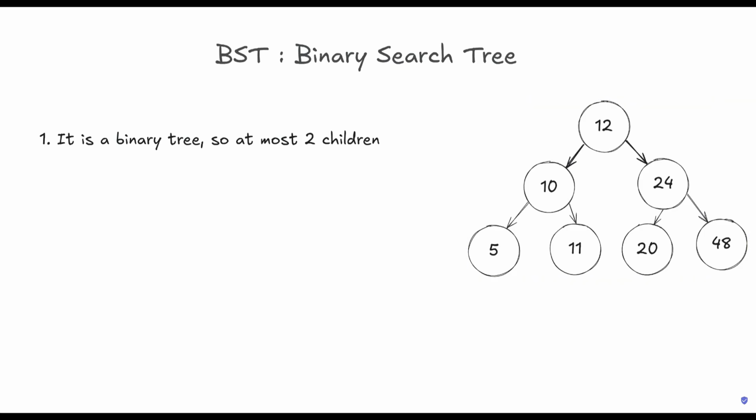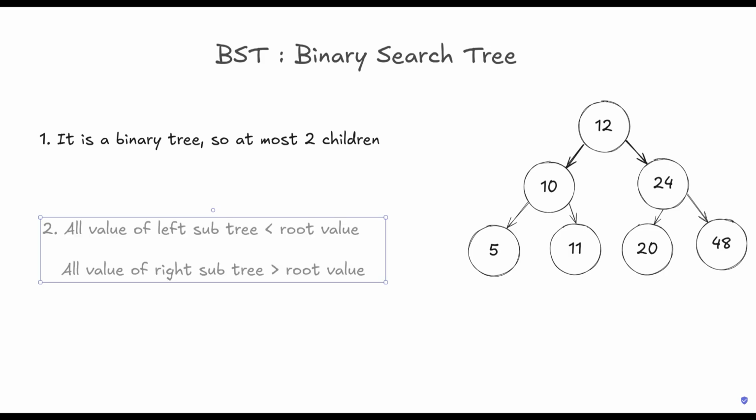We can find that all the values of the left subtree are always smaller than the root value, and all the values of the right subtree are always bigger than the root value. That's the second unique characteristic of the BST: all values of the left subtree are smaller than the root, and all values of the right subtree are bigger than the root. And this still holds true for all its subtrees.